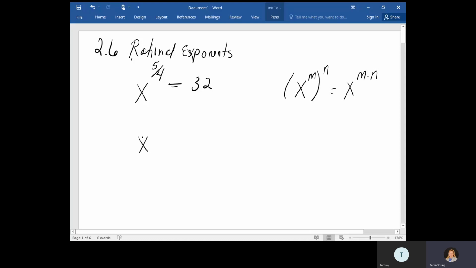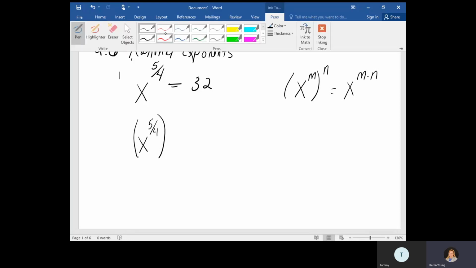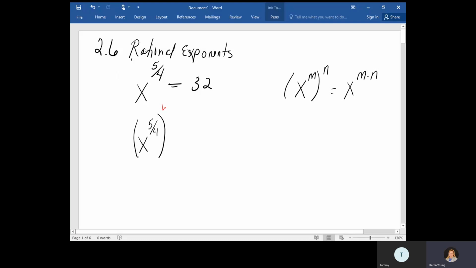So I'm going to take my x to the 5/4, and I need to raise it to a power that's going to cancel out my 5/4. It's going to give me an exponent of 1. And so what we do is that we're going to change colors, and we're going to raise it to the power of the 4/5. We're just taking the reciprocal.